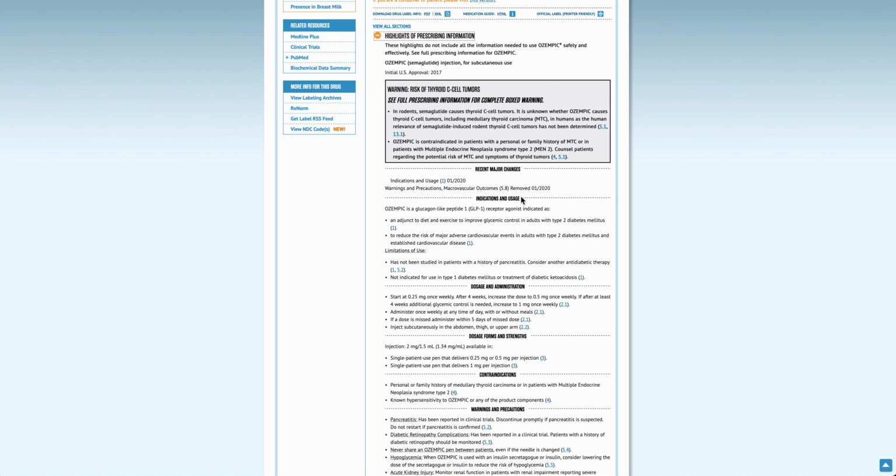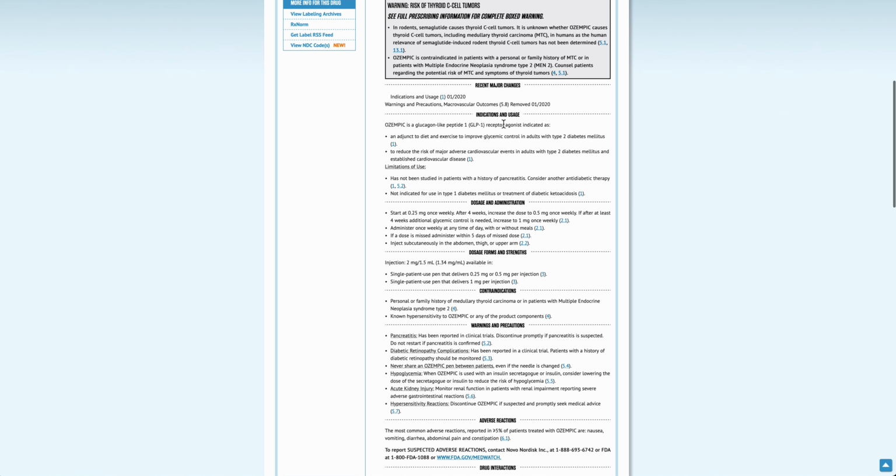Then we have another section about the indication and usage. The indication is the approved indication for the drug. You cannot just use a drug off label, meaning that you use the drug for an indication that it has not been approved for. However, we again have some ways to have off-label use of a drug.